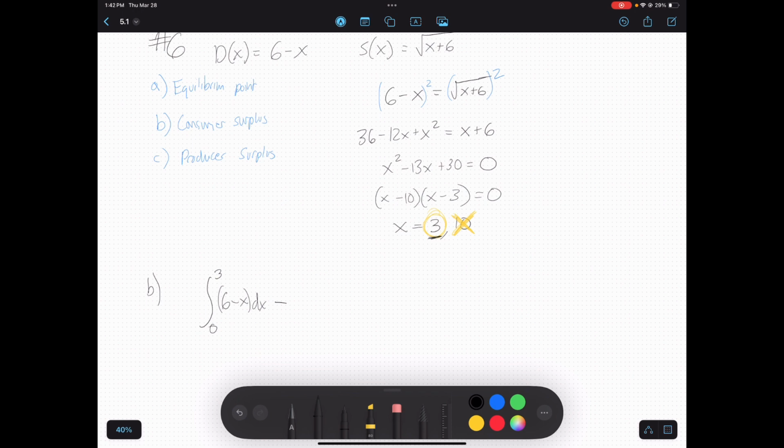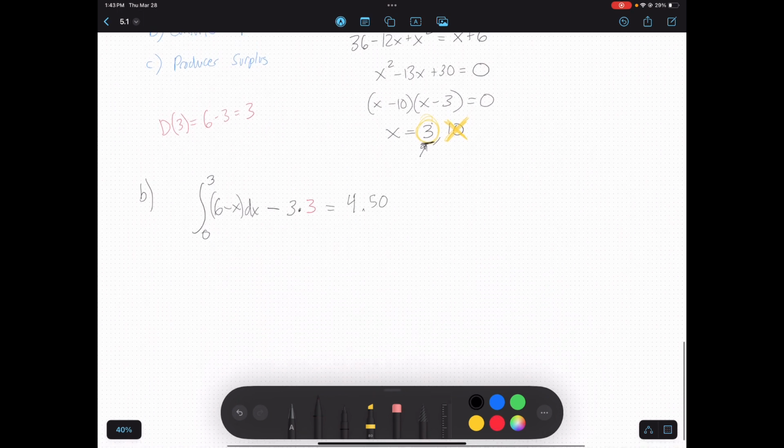Price times quantity. Well, what's my quantity? My quantity is this x value here. What's my price? Well, to get that, I have to plug it into D of x. So my price is what I get when I plug it into the demand equation. So D of 3 is equal to 6 minus 3, which is just 3.